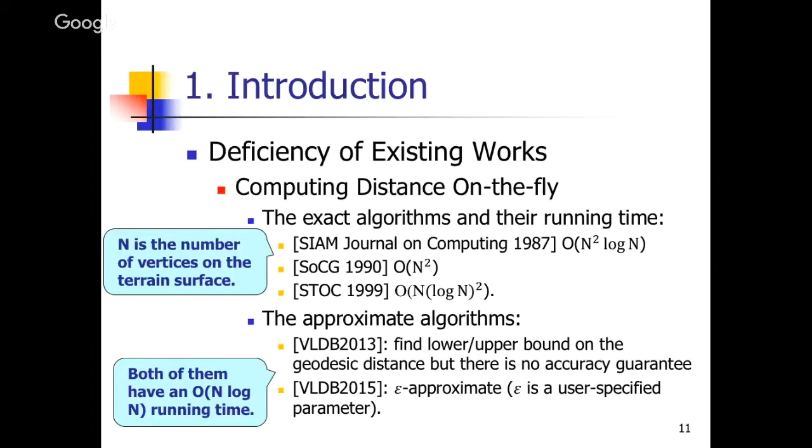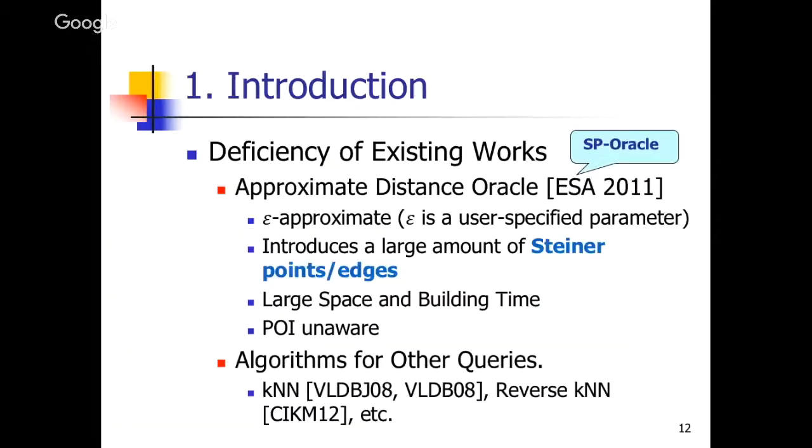The first category contains algorithms for computing the geodesic distances on the fly. There are 3 exact algorithms, and the best one takes O(N log² N) time. There are 2 approximate algorithms. They obtain better efficiency with accuracy as a trade-off. But they are still not efficient enough because both of them take O(N log N) running time. And the second category is distance oracles.